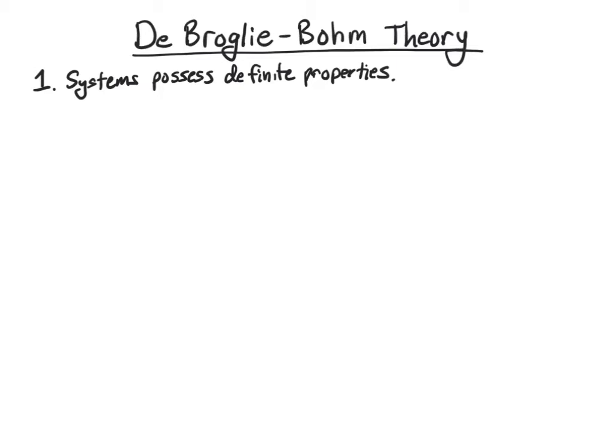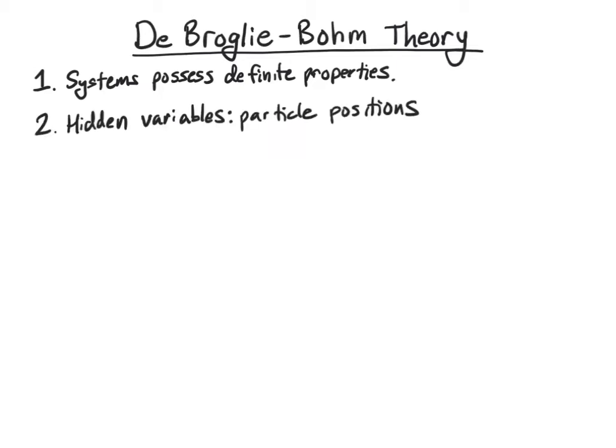So a particle's position is not really well defined until the particle's position is measured by some kind of observation or experiment. I'm going to describe this interpretation in terms of position, again, just because it's simpler, but you should be aware that it does generalize to other properties as well. Strangely enough, the so-called hidden variables of this interpretation are actually the positions of the particles themselves.